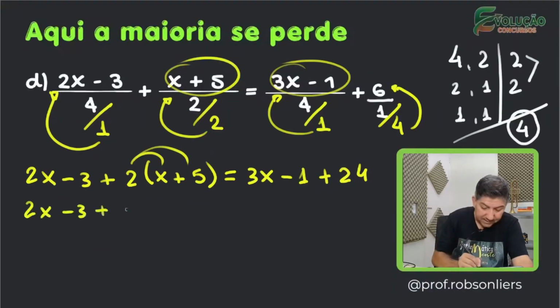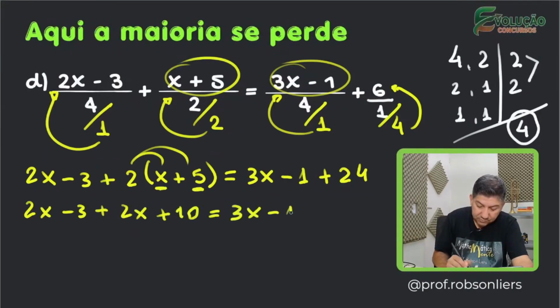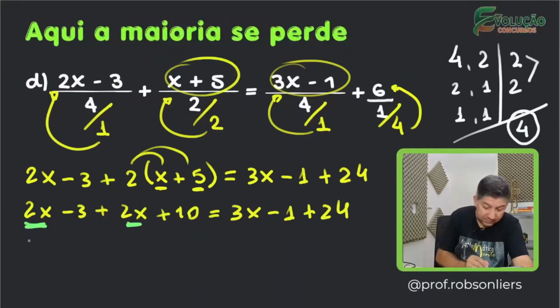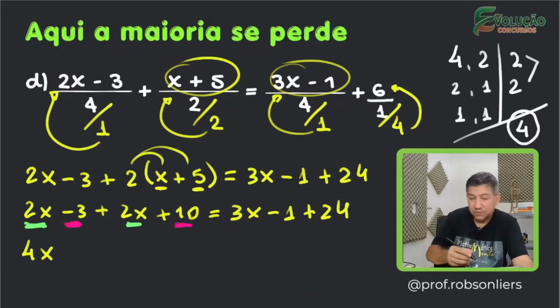So 2x minus 3 plus 2 times x, 2x, 2 times positive 5 plus 10 equals 3x minus 1 plus 24. Combining like terms here. Notice that I have here 2x and 2x. 2x plus 2x, 4x. Now look closely, I have minus 3 plus 10. They have different signs. We use the sign of the bigger number and subtract the smaller from the bigger. Isn't 10 the bigger number? I'll use its sign. Plus, subtracting, 10 minus 3, 7. So minus 3 plus 10 is plus 7.